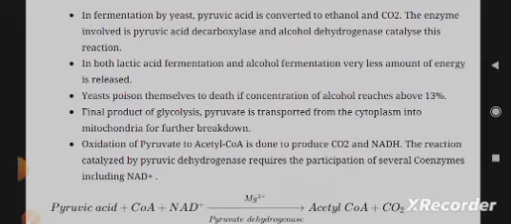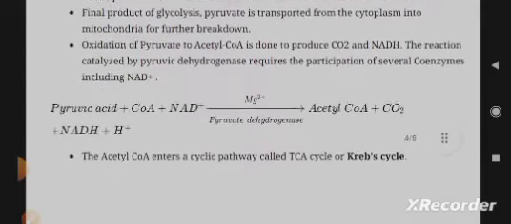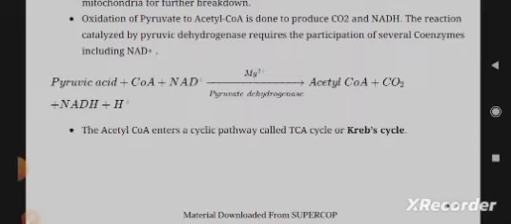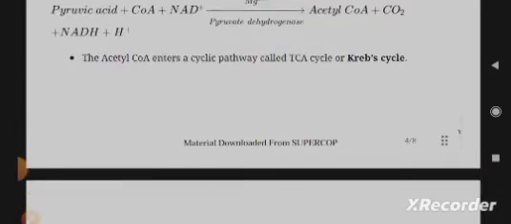The final product of glycolysis, pyruvate, is transported from cytoplasm into mitochondria for further breakdown. Oxidation of pyruvate to acetyl CoA is done to produce CO2 and NADH. The reaction catalyzed by pyruvic dehydrogenase requires the participation of several coenzymes including NAD+. Pyruvic acid + CoA + NAD+ in the presence of Mg2+ and pyruvate dehydrogenase gives acetyl CoA + CO2 + NADH + H+. The acetyl CoA enters a cyclic pathway called TCA cycle or Krebs cycle.